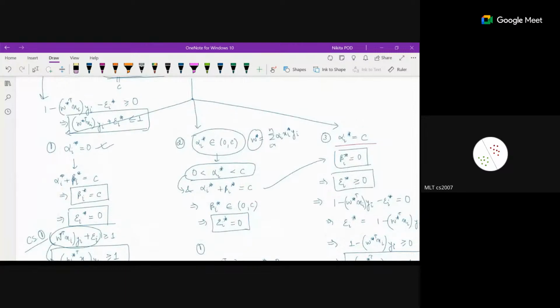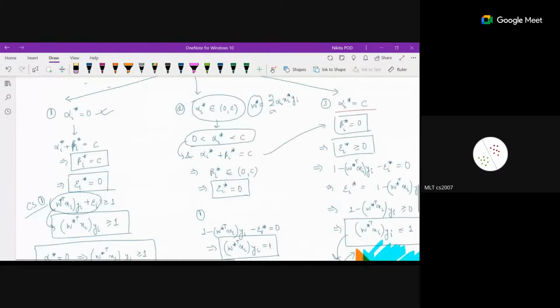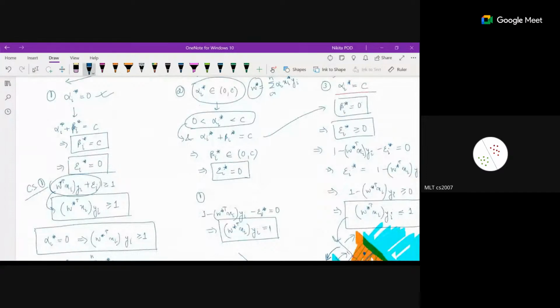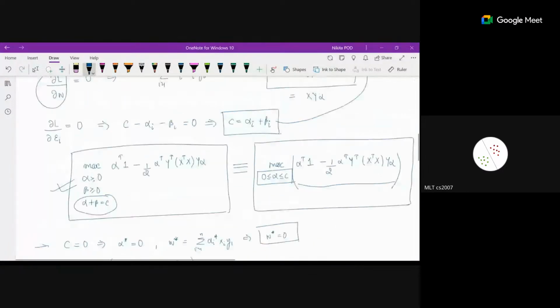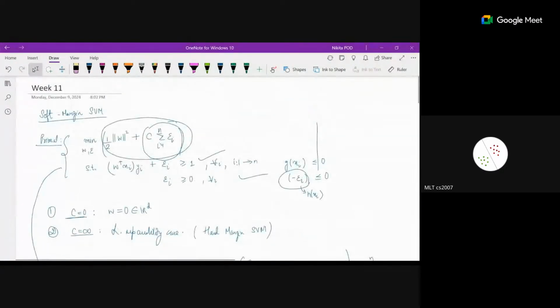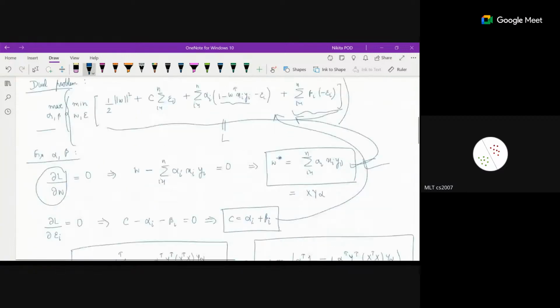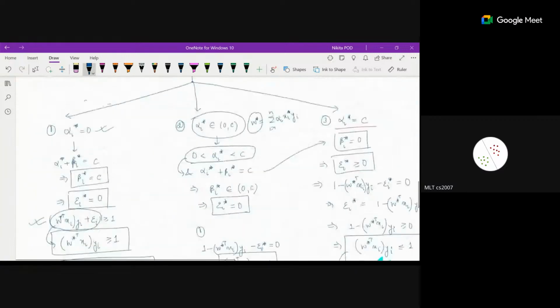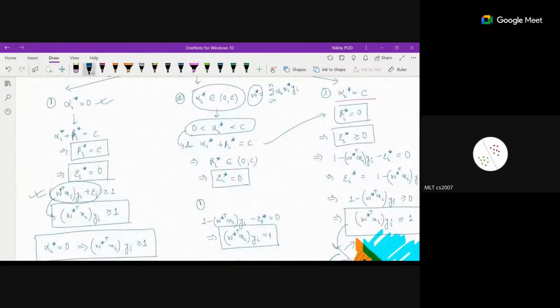No, this is not correct then. This is from the primal thing, what we have seen before. Okay, so just remember that this condition is this one: W star transpose xi yi plus epsilon i has to be greater than or equal to 1. And this is what we are using over here. Okay.